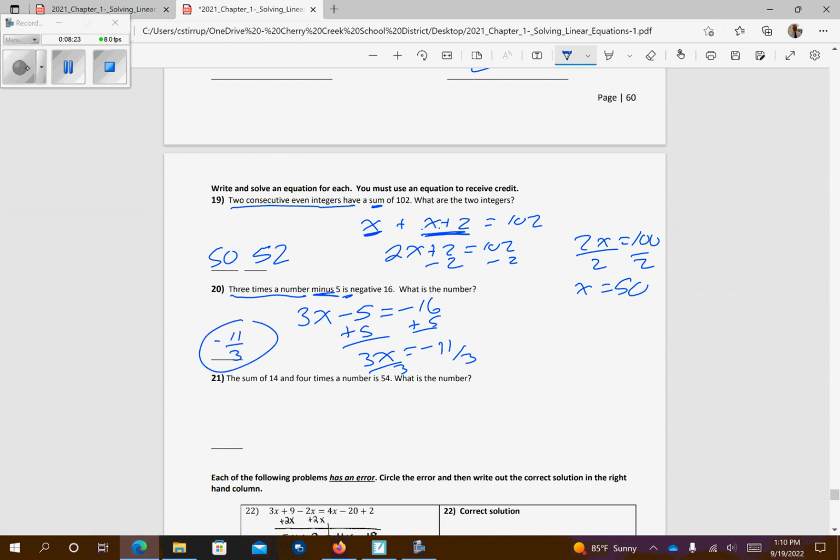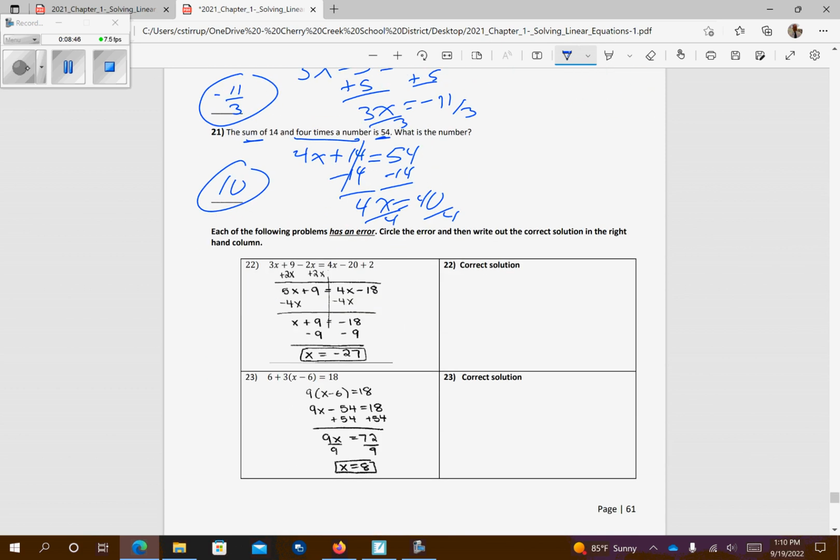The sum of 14 and 4 times the number. Well, 4 times the number is 4x. Sum means add. 14 plus 4x equals 54. Go ahead and solve it. Subtract 14 from both sides. Those cancel, so 4x is equal to 40. Divide by 4, so x equals 10 because 40 over 4 is 10.